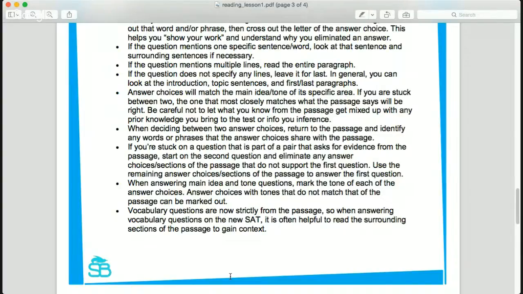When answering main idea and tone questions, mark the tone of each of the answer choices. Answer choices with tones that do not match that of the passage can be marked out. Vocabulary questions are now strictly from the passage, so when answering vocabulary questions on the new SAT, it is often helpful to read the surrounding sections of the passage to gain context. The new SAT is all about context when it comes to vocabulary words. Every single answer choice that will be given will be an acceptable definition of a word in certain circumstances. You're just trying to figure out which circumstance is the correct one.